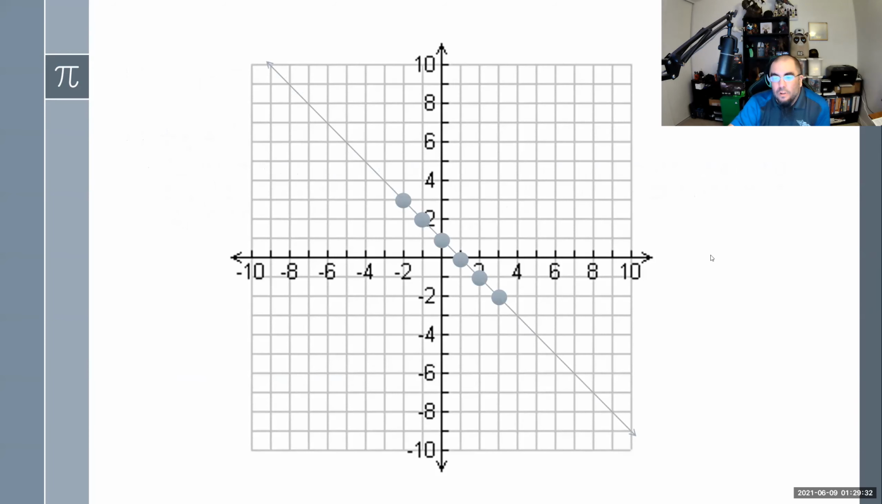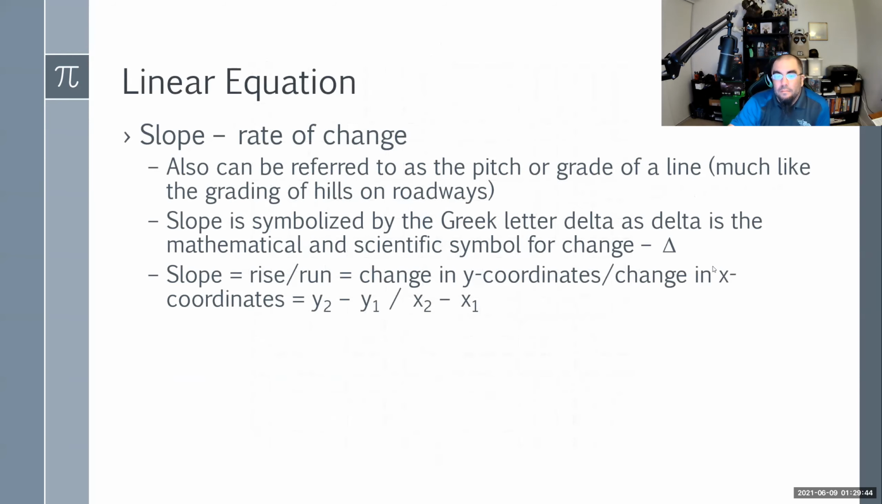So there's our line drawn straight through it, and it goes up forever, and it could theoretically go on forever. We could go all the way to, what is x to the infinity power, or x infinity equals y, whatever infinity would be. The slope is also noted, as we talked about, as the pitch or the grade of the line, much like the grading of a hill on a roadway. It's symbolized by the Greek letter delta, as delta in mathematics and scientific symbols is a symbol for change. So it's a fancy triangle, basically. Slope is the rise and the run, the change in the x coordinates over the change in the y coordinates.